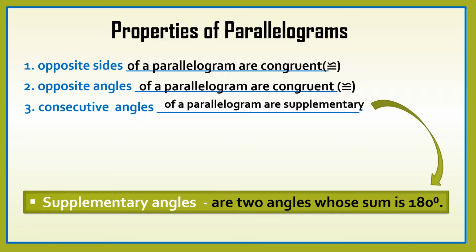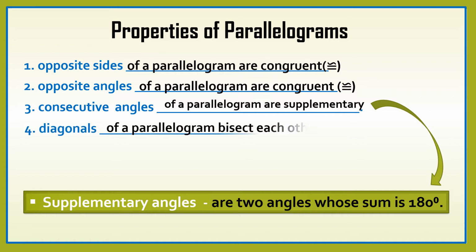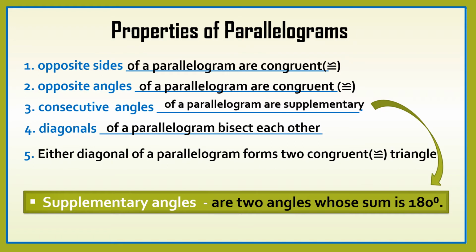Supplementary angles are two angles whose sum is 180 degrees. Diagonals of a parallelogram bisect each other. And either diagonal of a parallelogram forms two congruent triangles.